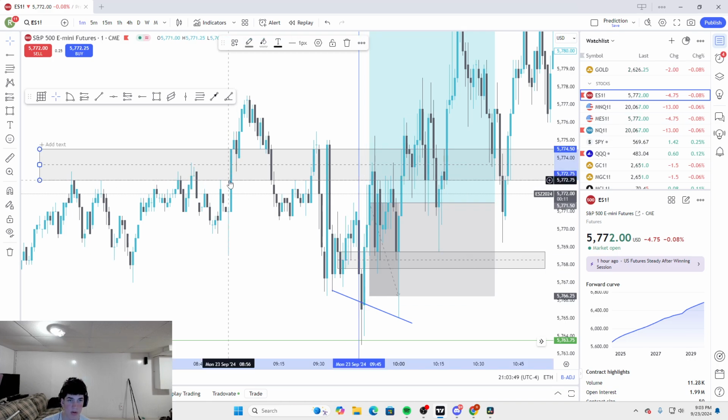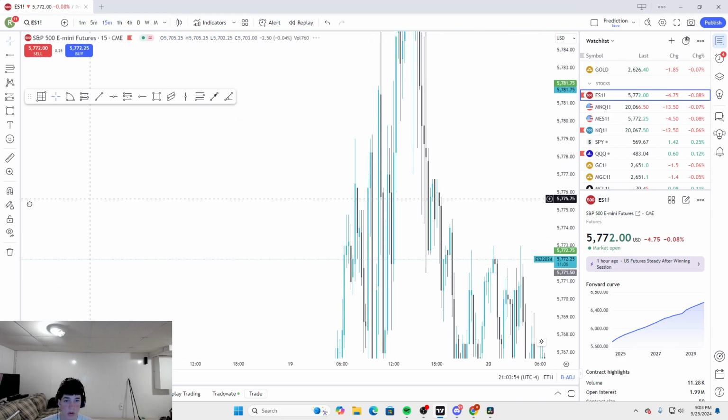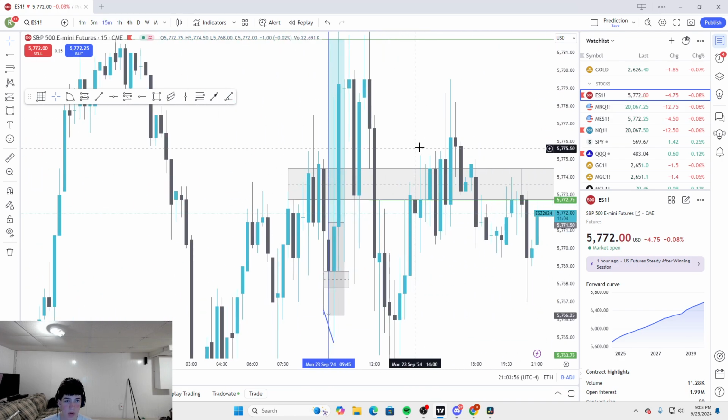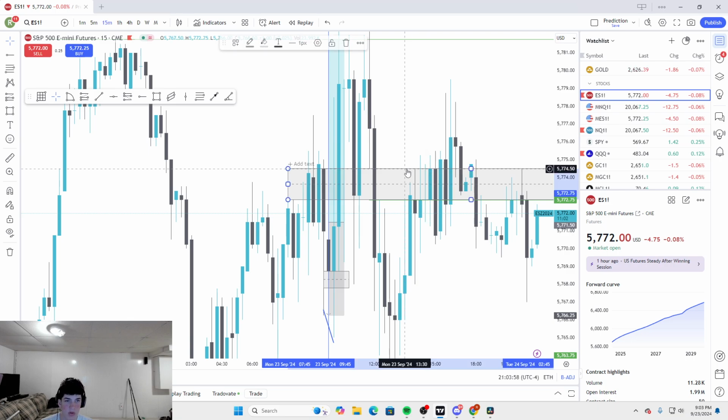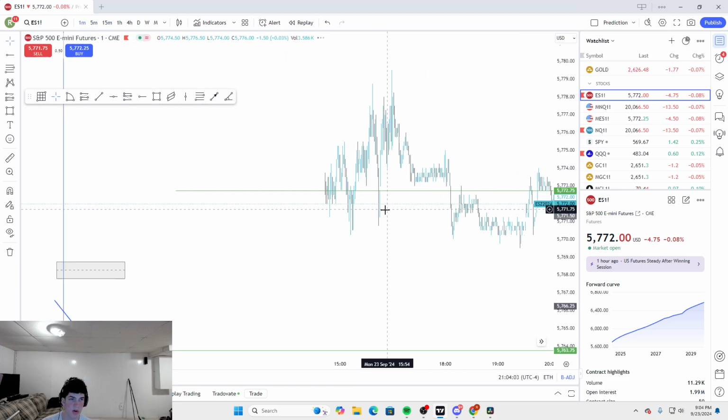Not sure what this is. It's probably like a 5-minute gap, 15-minute gap. Wait, I want to see. Oh yeah, okay, 15-minute gap here, but that's irrelevant for this trade. So yeah, I mean, it's pretty sad.